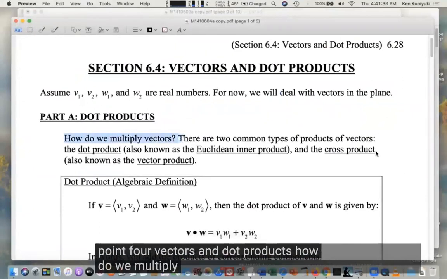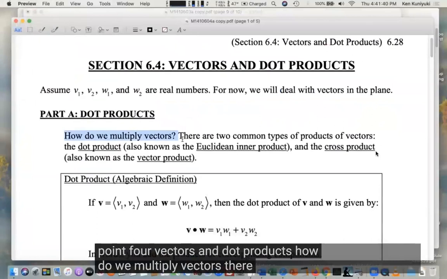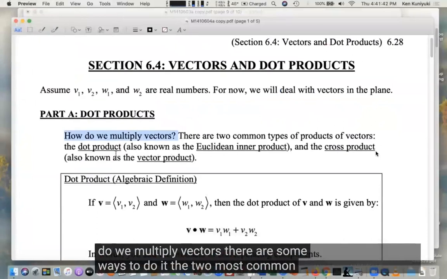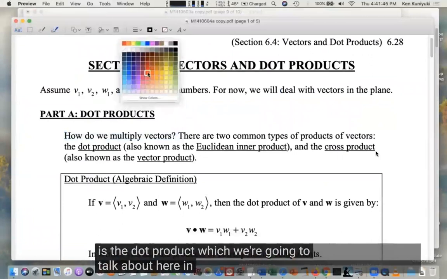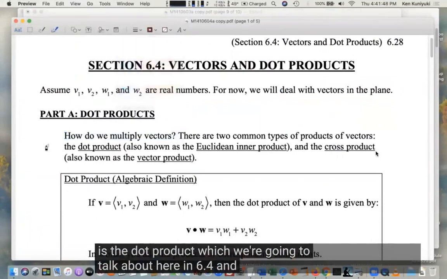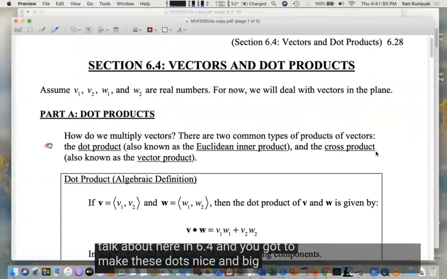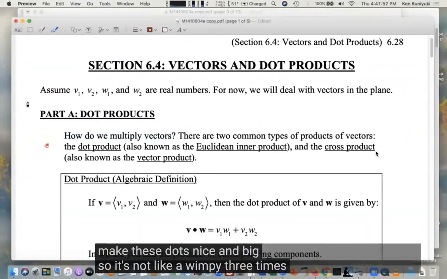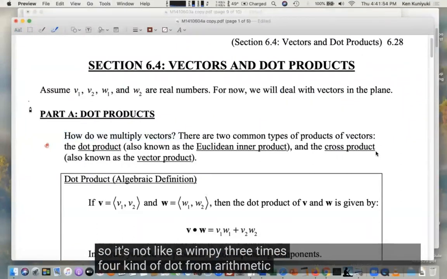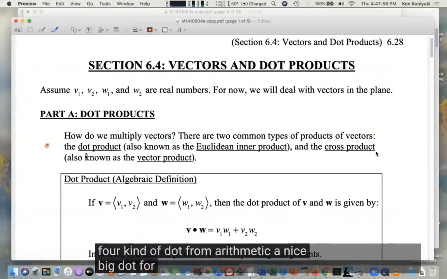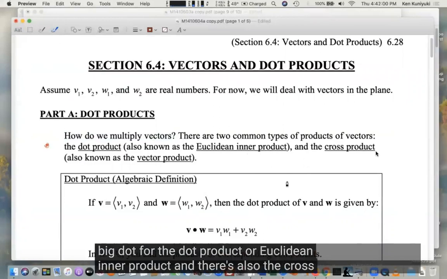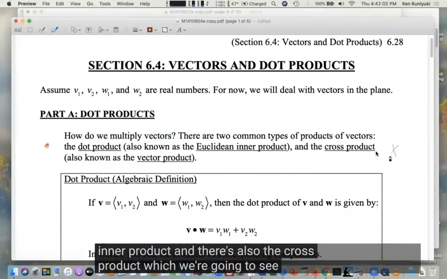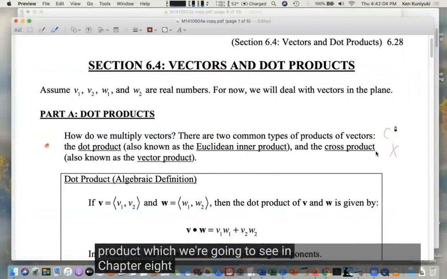How do we multiply vectors? There are several ways to do it. The two most common ways are the dot product, which we're going to talk about here in 6.4. And you've got to make these dots nice and big, so it's not like a wimpy 3 times 4 kind of dot from arithmetic. A nice big dot for the dot product, or Euclidean inner product. And there's also the cross product, which we're going to see in chapter 8.